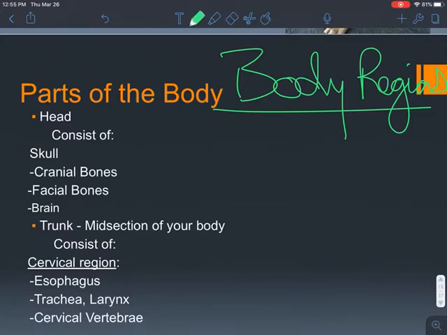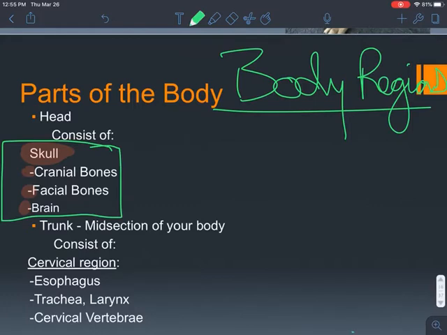So here we go. We're going to start with the head, which is the technical name for the skull. So that consists of two parts. You have your cranial bones, and then you have your facial bones. Of course, your brain. So your skull is kind of one part consisting of cranial bones and facial bones.